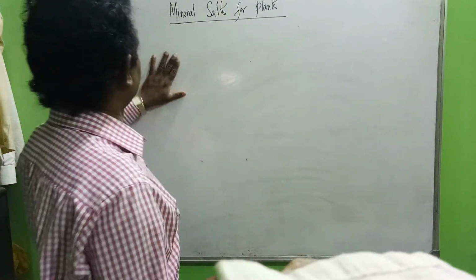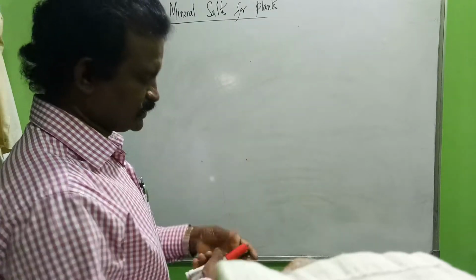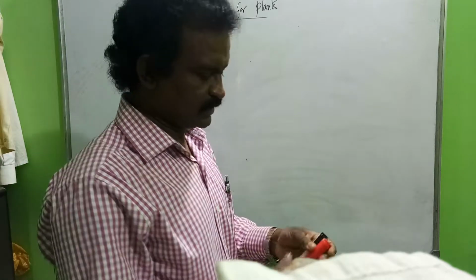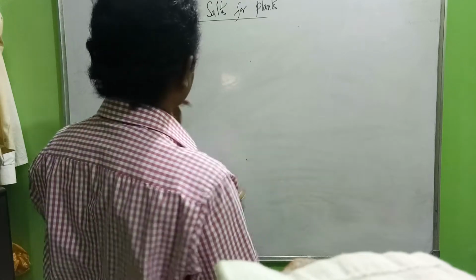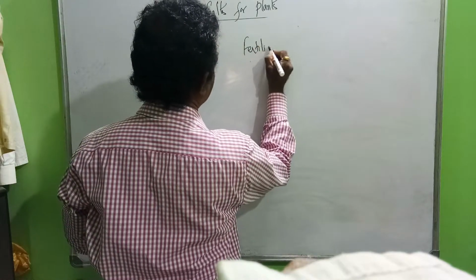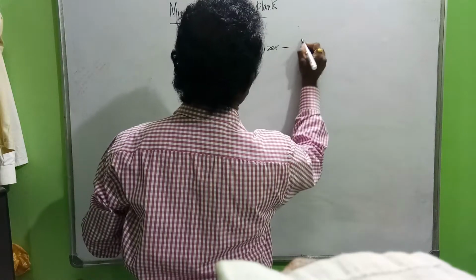What is the chapter name? Mineral salts for plants. That means even plants need minerals for their growth. Is it clear? We call these fertilizers. These fertilizers are nothing but your mineral salts.